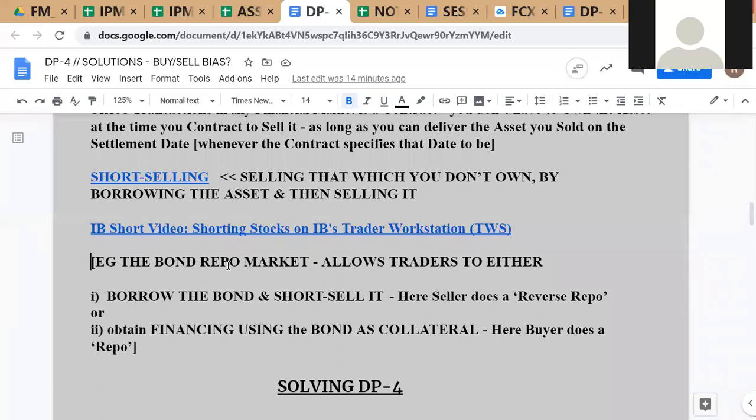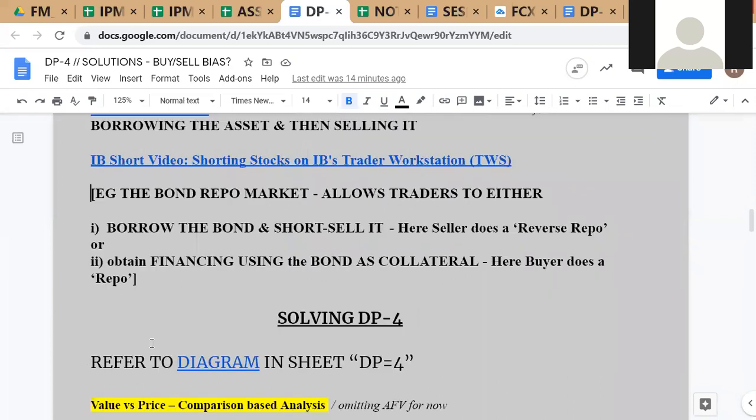So one of the things this market allows is, it allows you to borrow the bond and short sell it. So one of the functions of the repo market, that is when the seller will be doing a reverse repo and the buyer is doing a repo. So remember these two terms, reverse repo and repo. This is actually the same transaction, but looked at from two different perspectives.